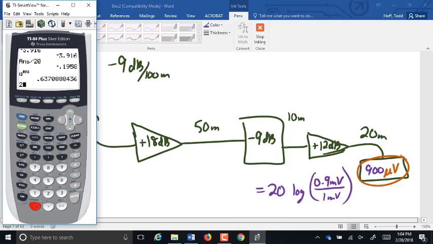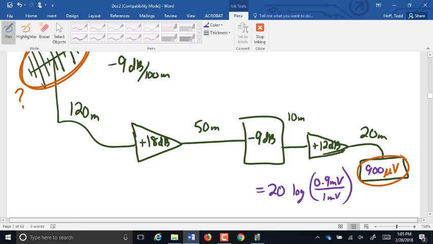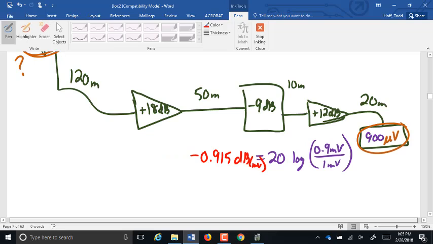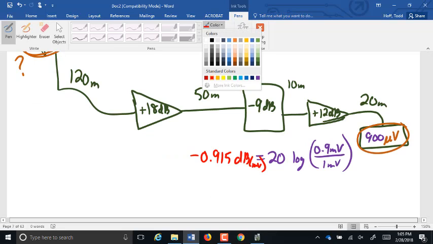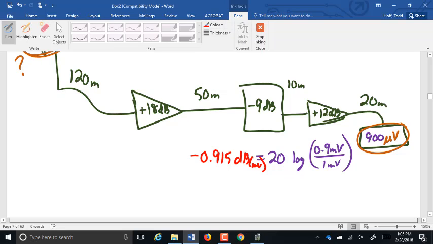That's going to be 20 times log of 0.9. Gives us negative 0.915 dB, and of course, from the millivolts. Now here we've got to work everything backwards. We're going to lose for the cable, so we've got to add back in what the cable loss would be.